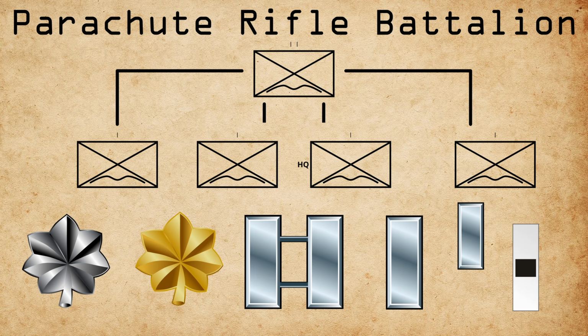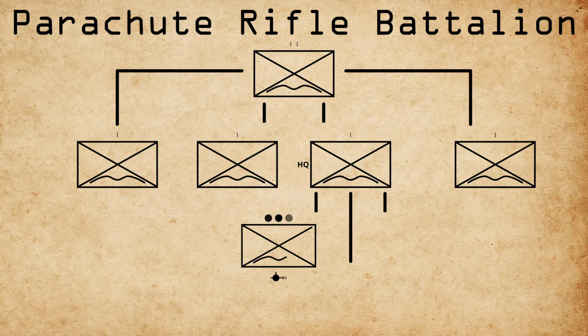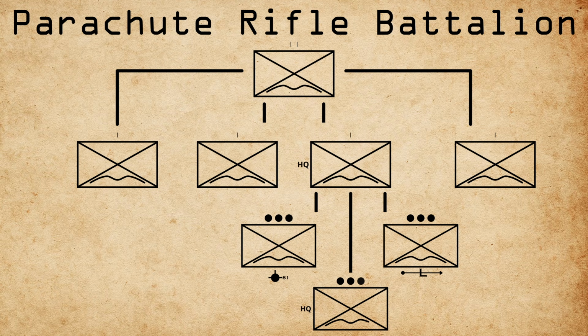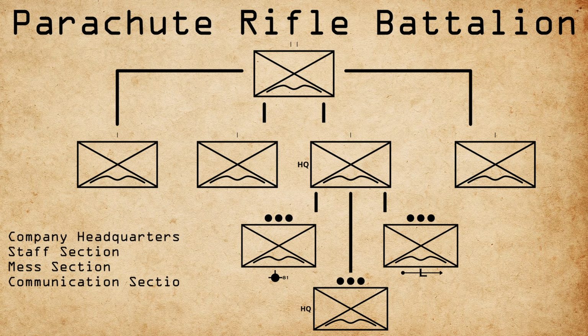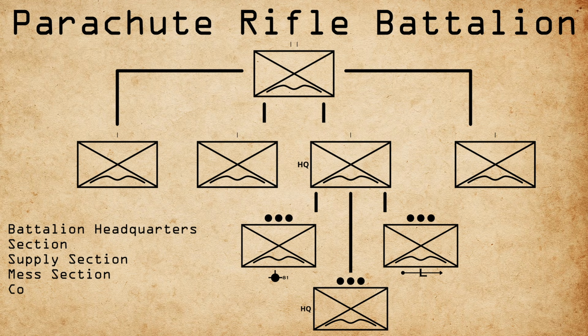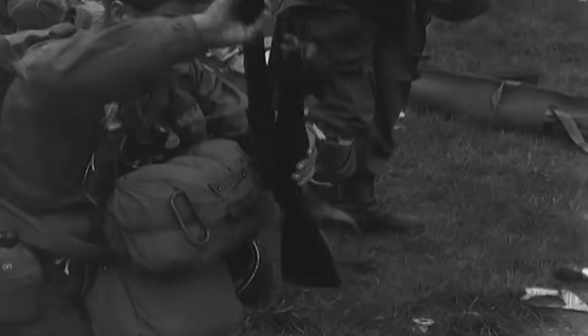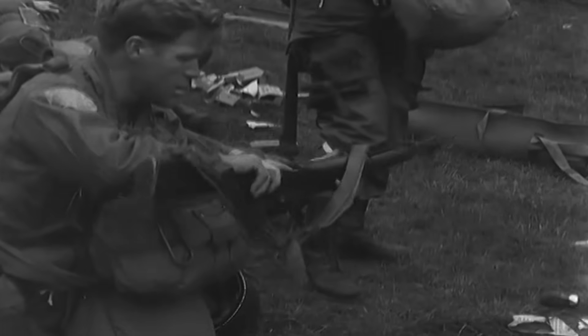The headquarters company was made up of a 30 cal machine gun platoon and an 81mm mortar platoon, along with the headquarters platoon. This headquarters platoon initially consisted of the company headquarters, staff section, mess section, and communication section. This was updated in 1944 to replace the company headquarters and staff section with a battalion headquarters section and supply section respectively. Unlike its infantry counterpart, this parachute battalion structure did not utilize a heavy weapons company, attributable to the nature of the paratroopers' mission.